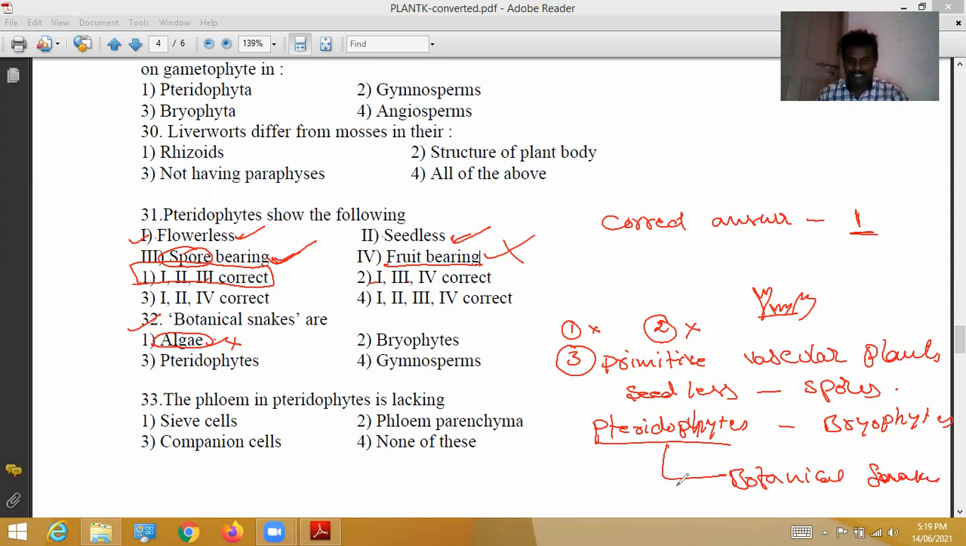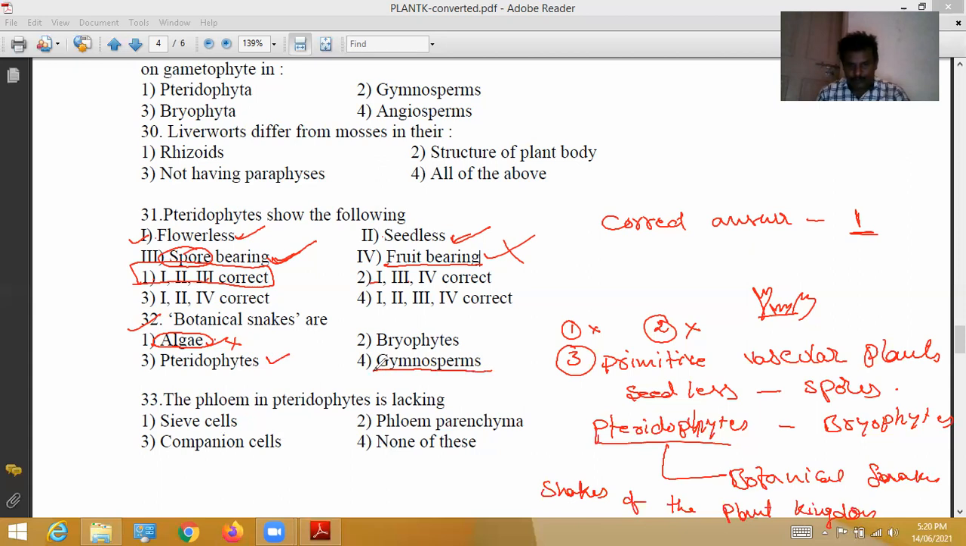Sometimes they are called botanical snakes, the snakes of the plant kingdom. So here option 3 is correct.